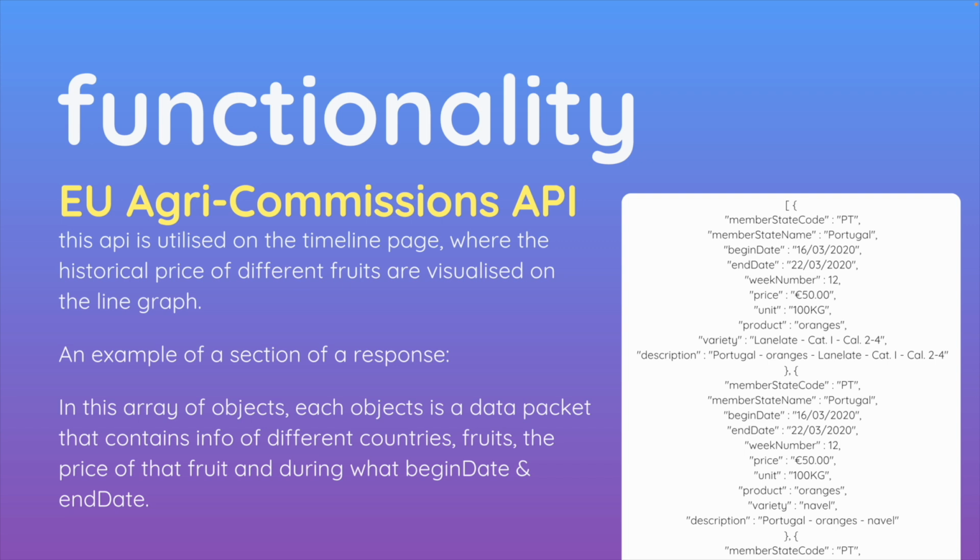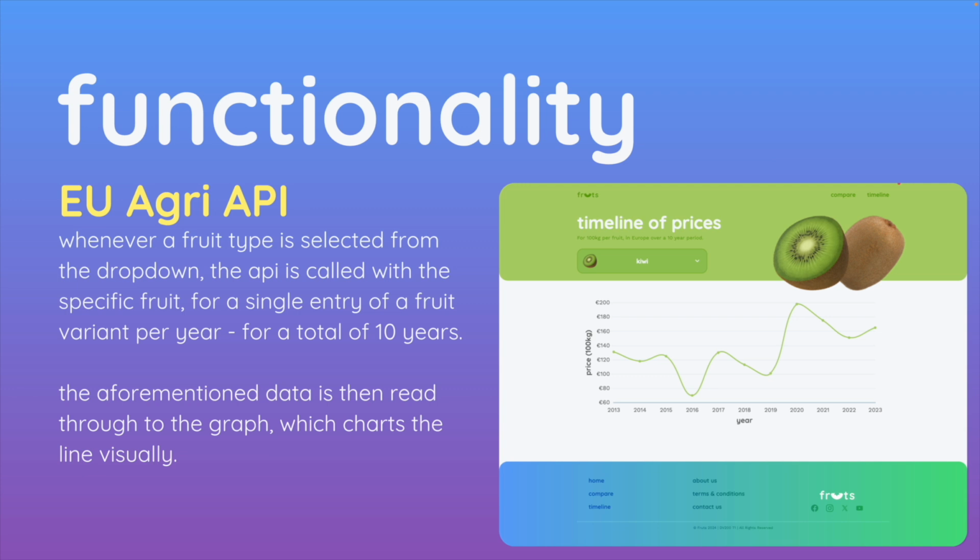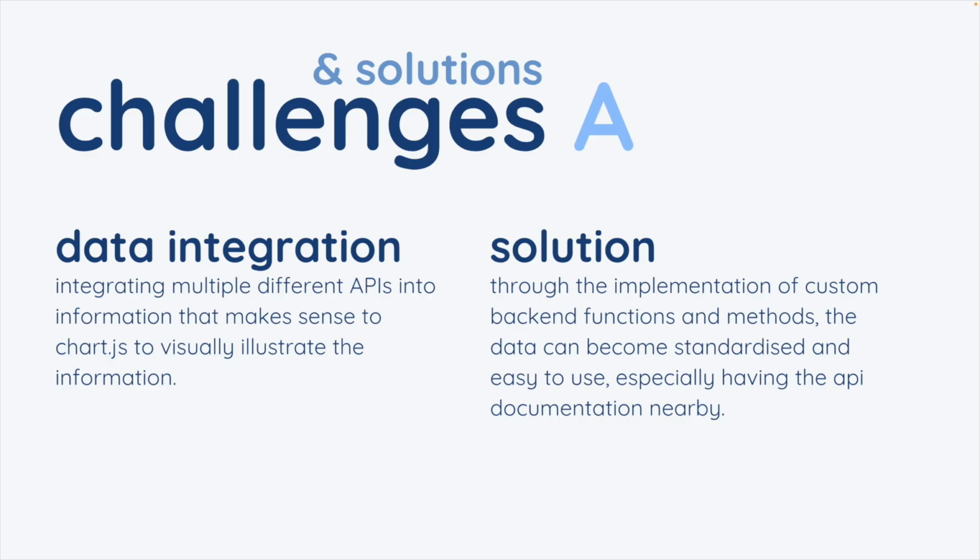So really great. And that was utilized then for the timeline price chart. Whenever a fruit type was selected again from the dropdown, that API would be called for that specific fruit, and that data would be consolidated and filtered and read through to the chart that would visually chart the line. But some solutions and challenges.